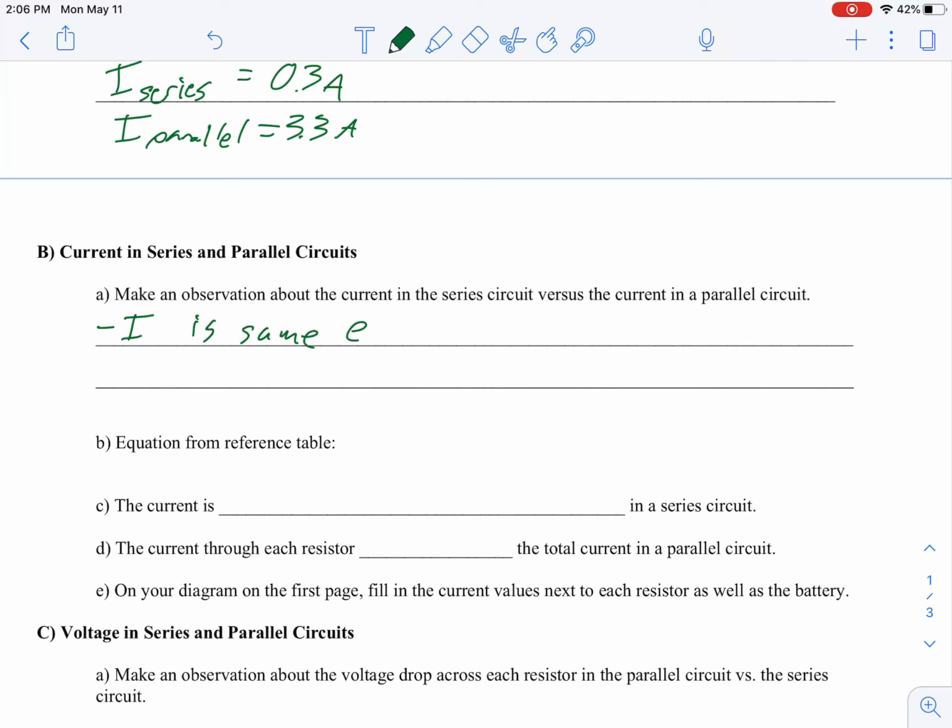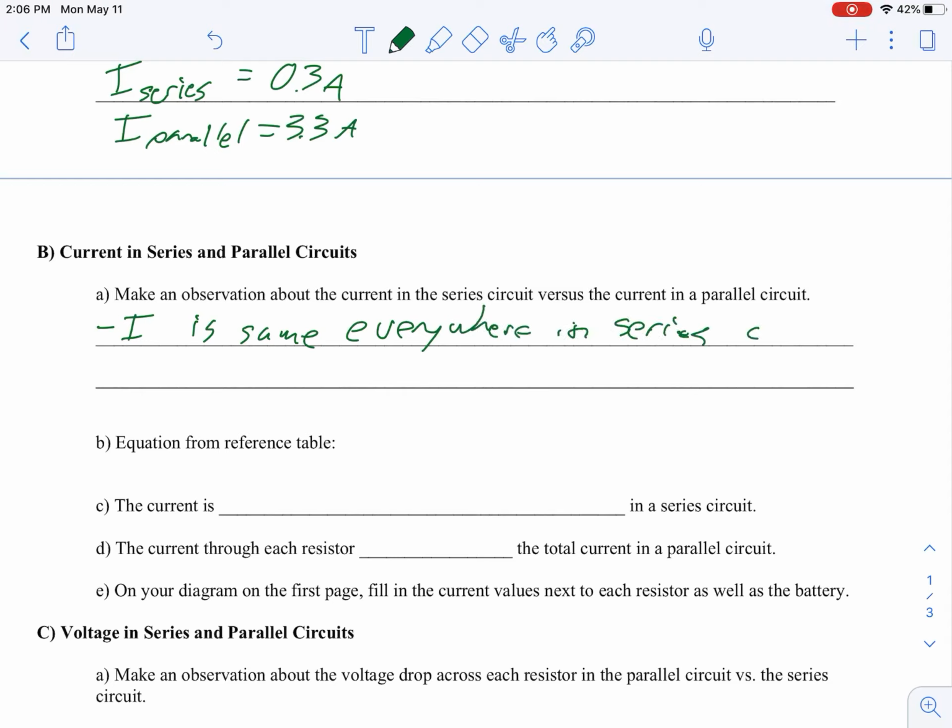So I is same everywhere in series circuit. By the way, I forgot to mention before, if you didn't print this out, I would highly recommend you at least sketch this picture as best you can, just to take good notes.